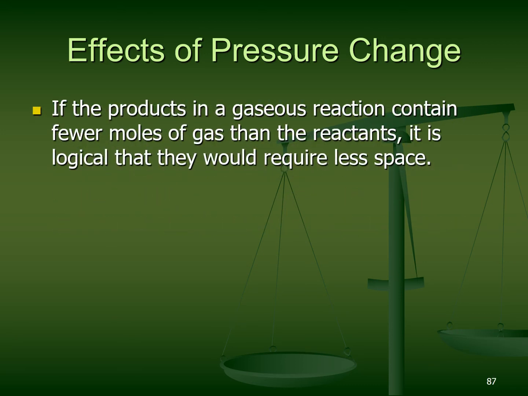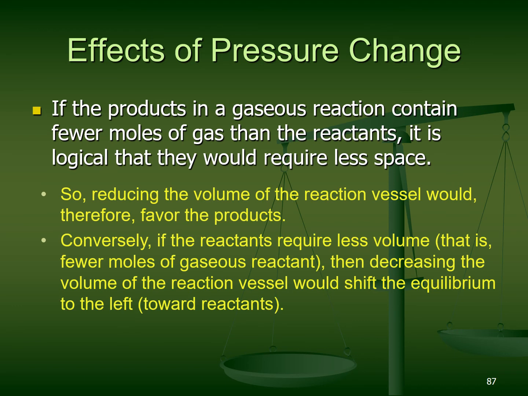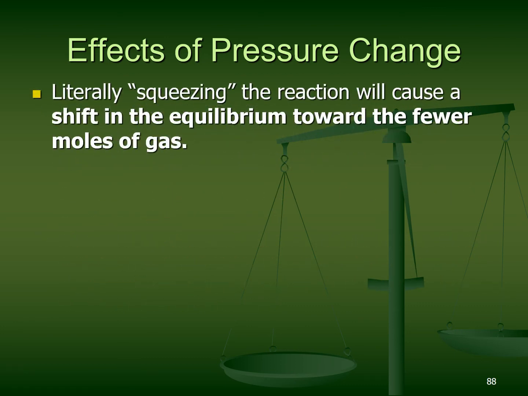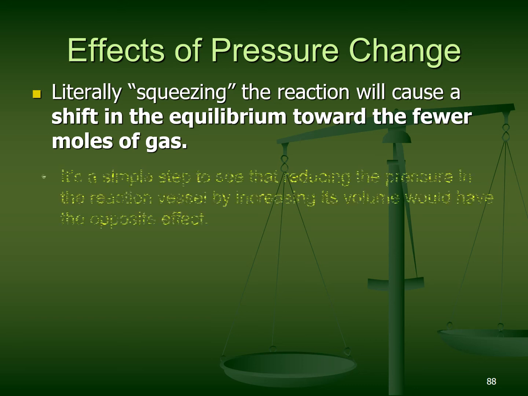So let's say the products contain fewer moles of gas than the reactants. Fewer moles would take up less space. So if you reduce the volume of a reaction vessel, you're going to increase the pressure. In this case, it would favor the products. If the reactants required less volume, meaning they have fewer moles of gaseous molecules, then decreasing the volume would shift it to the left. So literally, if you decrease the volume and increase the pressure, you're going to have a shift in the equilibrium to the side with fewer moles of gas.